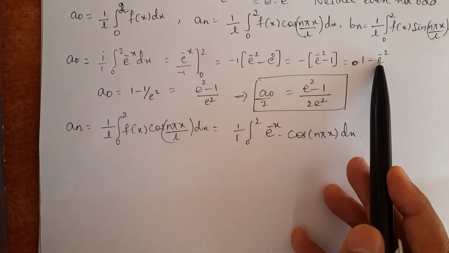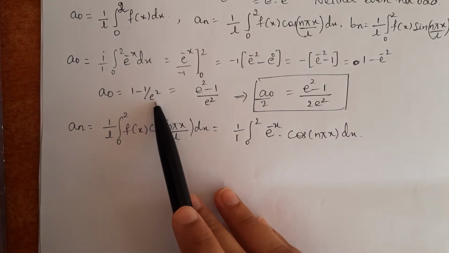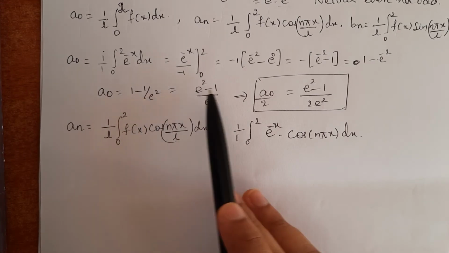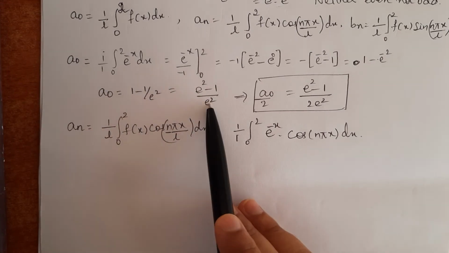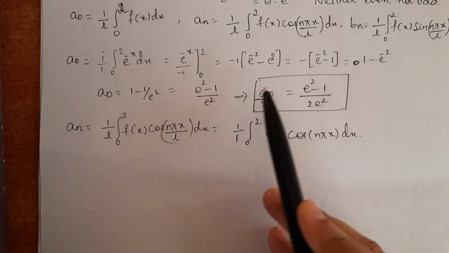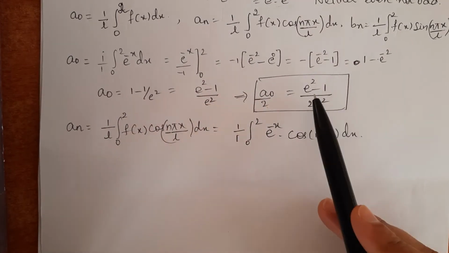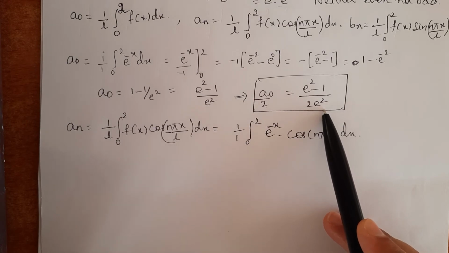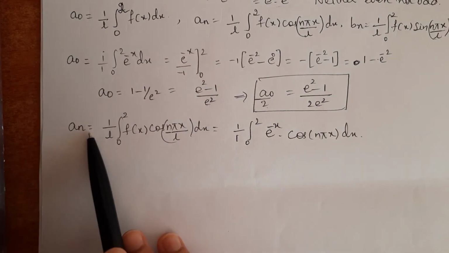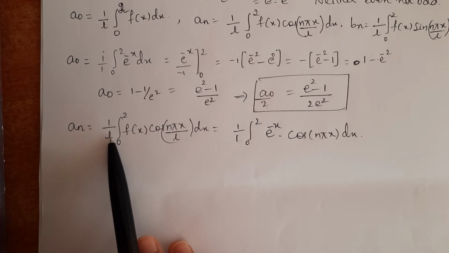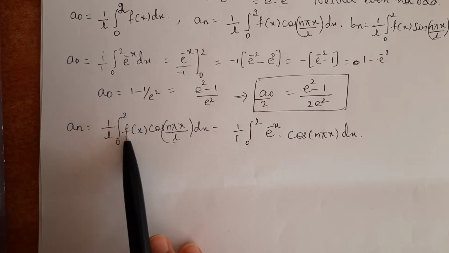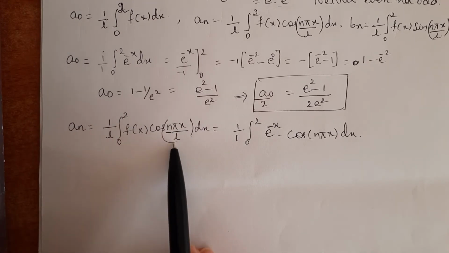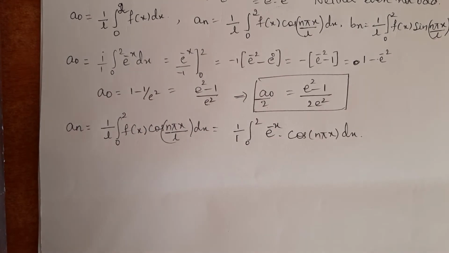This e power minus 2 can be written as 1 by e square. By taking LCM, I can write it as e square minus 1 by e square. But I want a0 by 2. a0 by 2 is e square minus 1 divided by 2 times e square. Similarly, an is given by the formula 1 by l integral between 0 to 2 f of x cos n pi x by l into dx.